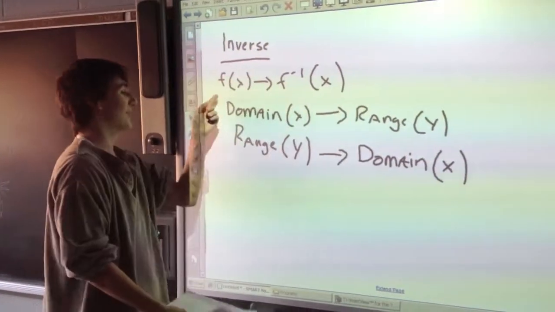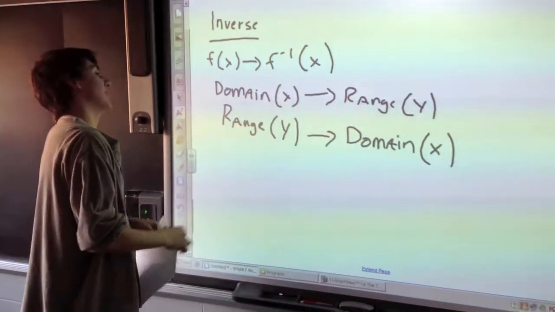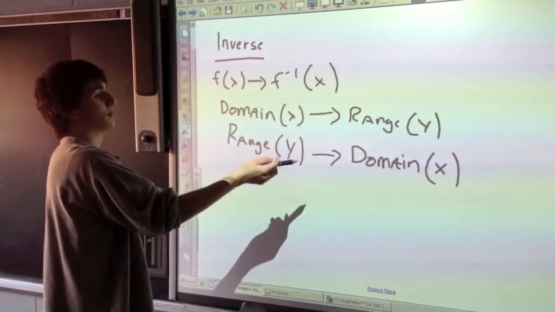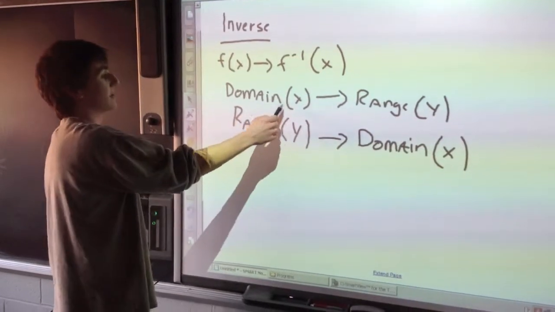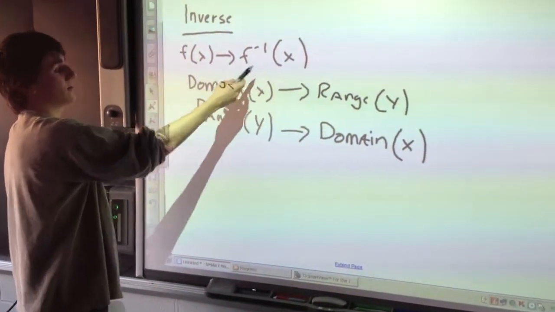Okay, we talk about now the inverse, which is the second part. So basically, the inverse says that your domain is going to be switched with your range, which is basically x is going to be switched with y. And from your function, you're going to find out what the inverse is.